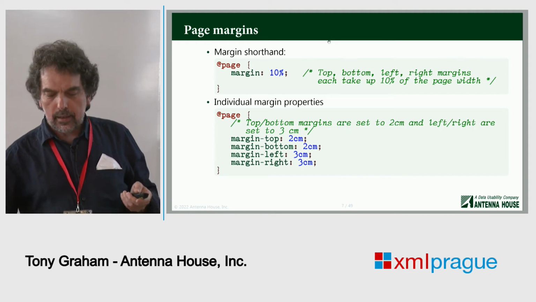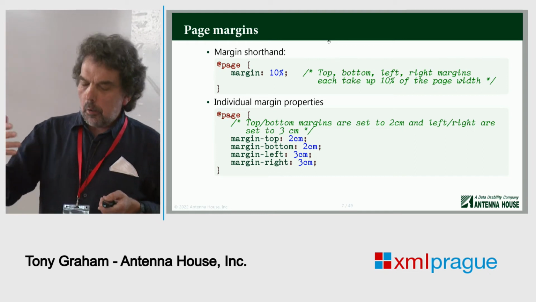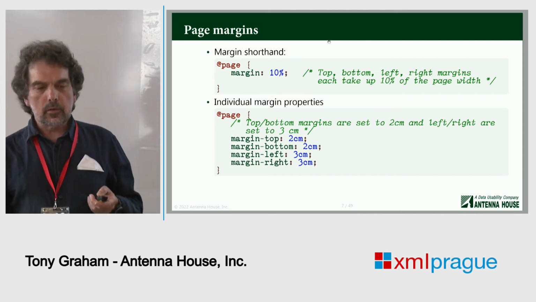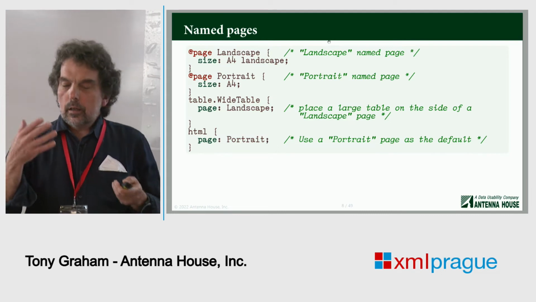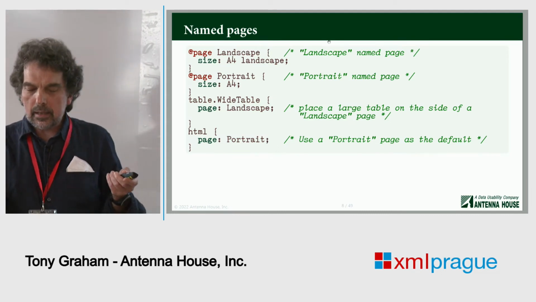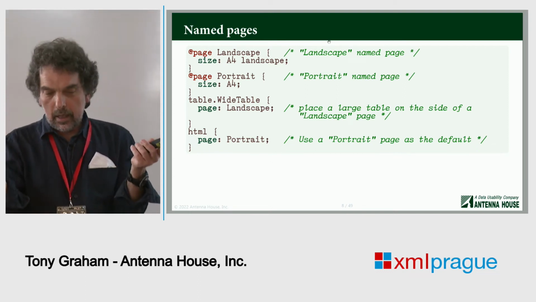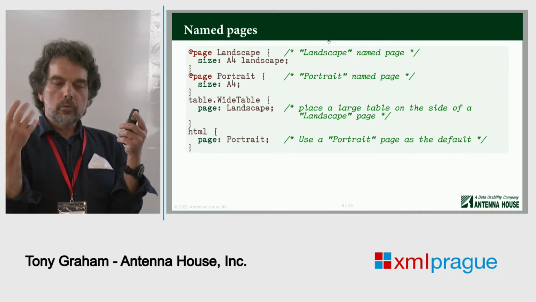And being CSS, you could specify the margin shorthand and the specific margin property for one that would override the value that's used for all of the other margins. You can have named pages in CSS where the page rule is followed by a name. It's not a CSS keyword, it's a name that you provide that you'll use later.